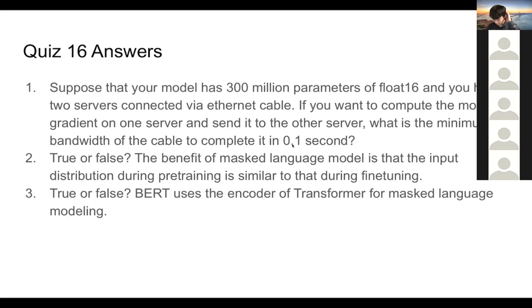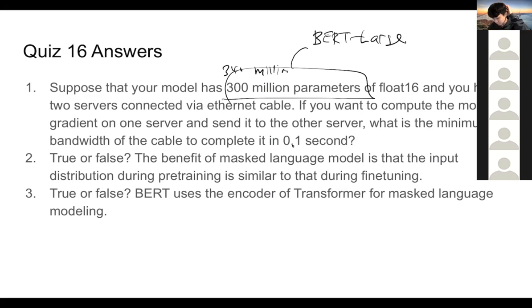So, for your information, I told you that BERT large has 340 million parameters. So you can think of this as basically a BERT large. And I just wanted to give you the sense of how fast the network has to be if you want to create a multi-node model that doesn't bottleneck on the network connection. And then we're talking about Float16. And we want to send the gradient. And why do we want to send the gradient?